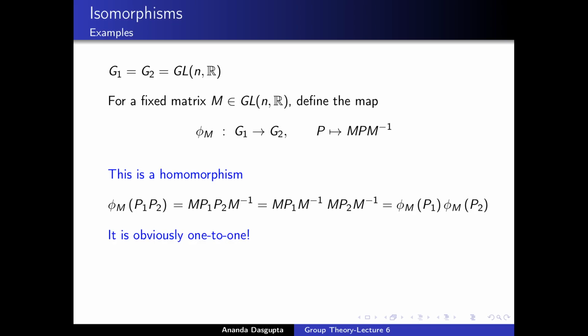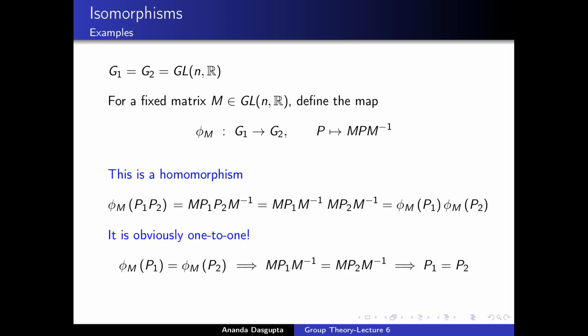Now it is obviously 1 to 1 for the simple reason that if M P1 M inverse is equal to M P2 M inverse, that is phi M of P1 is the same as phi M of P2, then by the cancellation law for groups, or simply from the fact that matrix multiplication allows you to cancel with invertible matrices, you end up with P1 equals P2. So this is a map which maps GLNR into itself, and at the same time it's a homomorphism, and is also obviously 1 to 1.